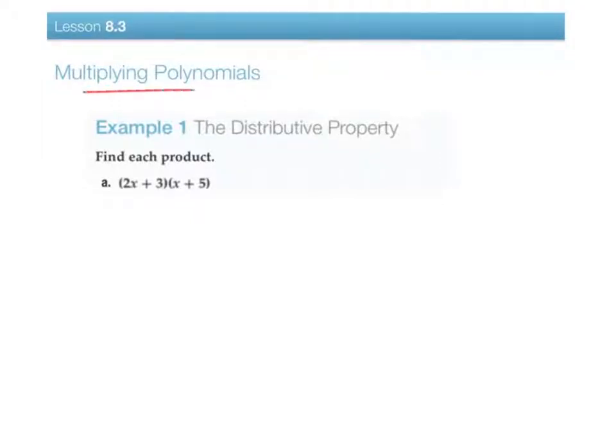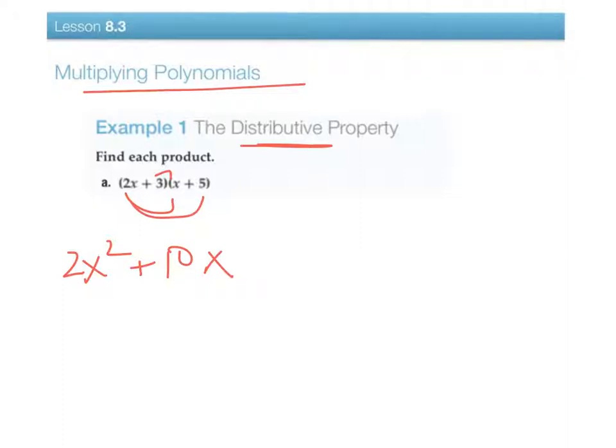To multiply polynomials, we distribute, because that's what distributive means, is to multiply. So if I have this 2x, I want to multiply it by everything on this side. So if I multiply 2x times x, I get 2x squared, and 2x times 5 is 10x. And then if I do the same thing with the 3, multiply 3 times x, I get 3x, and I take 3 times 5, I get 15.